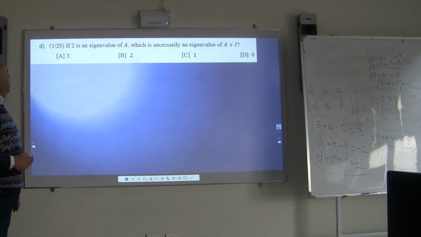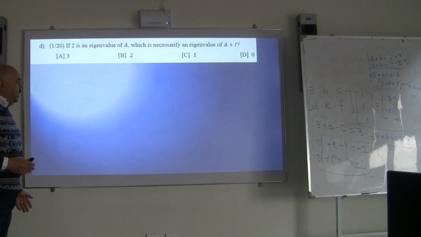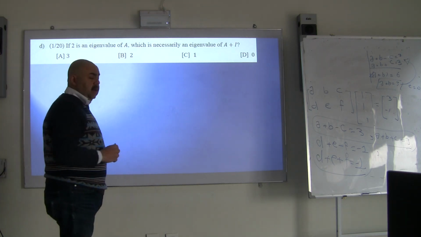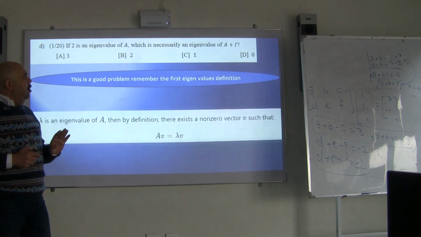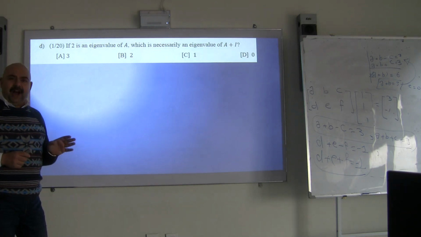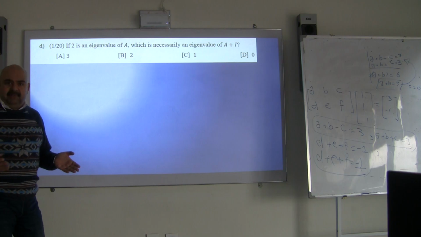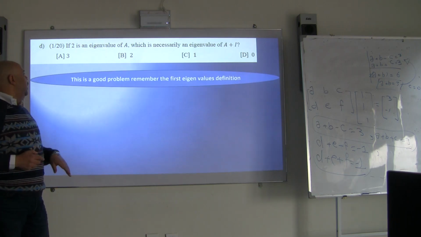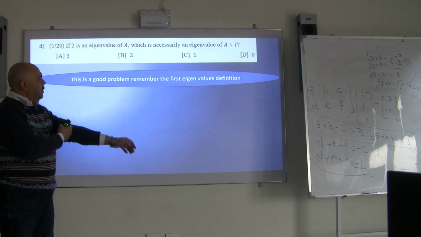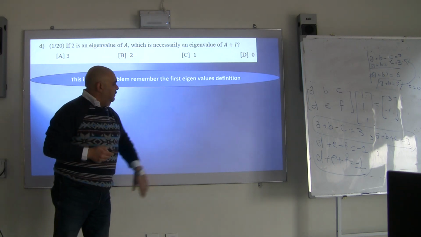Okay, for the next problem, if 2 is an eigenvalue of A, which is necessarily an eigenvalue of A plus I? This is really a very nice question. It will depend on the definition of the eigenvalues and the eigenvector. The first statement is very, very important. So as I told you, this is a good problem. Remember the eigenvalue definitions.